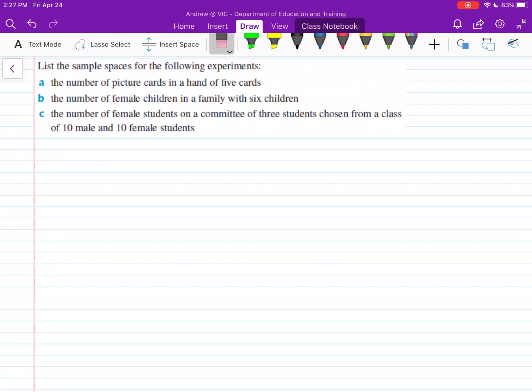G'day all. So in this video we're going to be looking at some simple probability. So in this question here we're specifically going to be looking at sample spaces. So here, list the sample spaces of the following experiments.